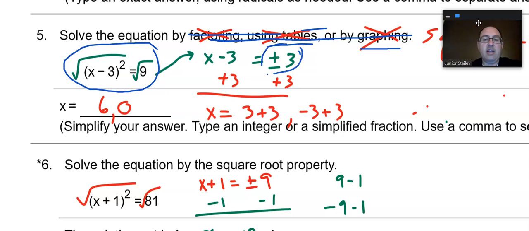That turns this side into plus and minus 3. We add the 3 over to the other side. So we end up with 3 plus 3 and negative 3 plus 3. Well, obviously 3 plus 3 is 6. Negative 3 plus 3 is 0. So the two answers are.